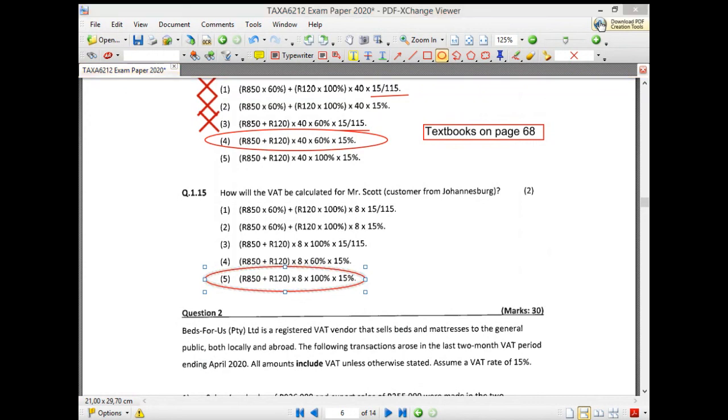Before we move on to question 2, do you guys have any questions on question 1? The guys online, do you have any questions for question 1?